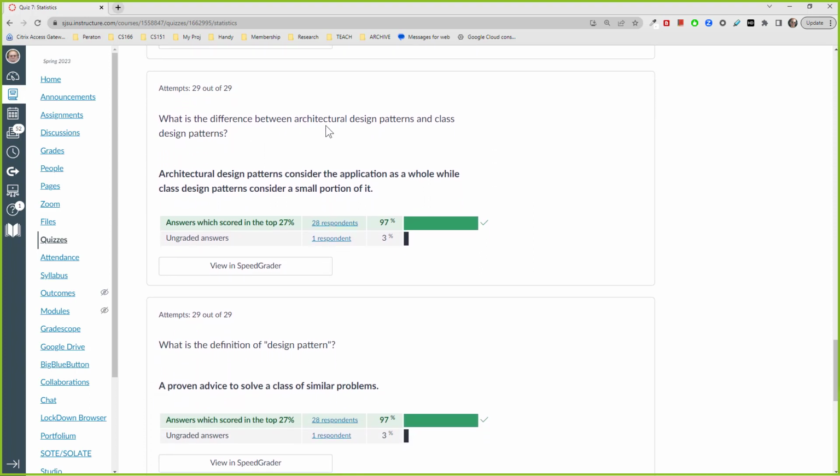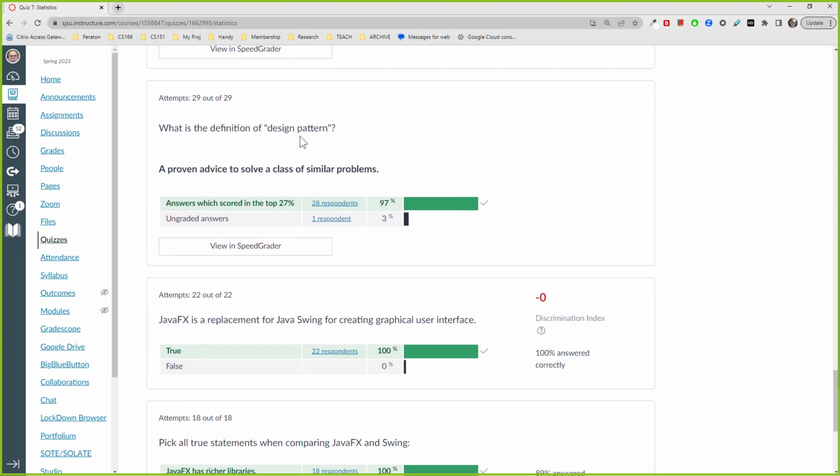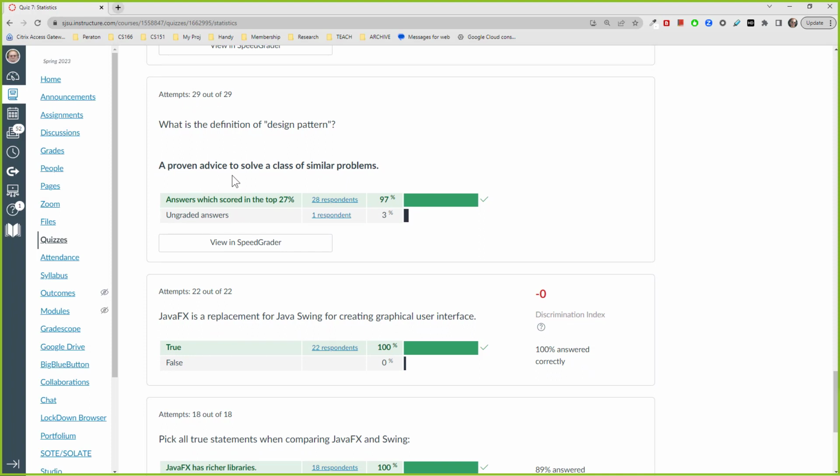What's the difference between the architectural design pattern and class design pattern? Architectural design pattern considers the application as a whole, but class design pattern considers a small portion of the application, let's say a few classes. What's the definition of design pattern? It's a proven advice to solve a class of similar problems.